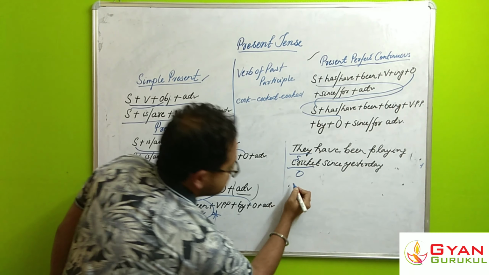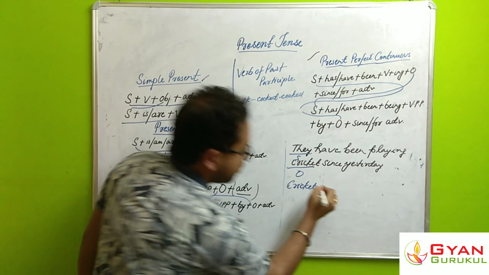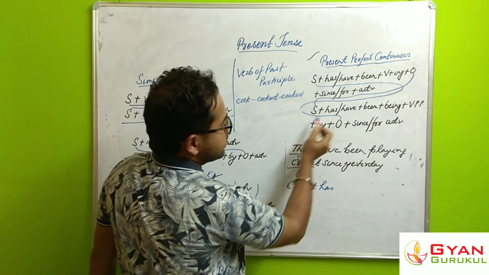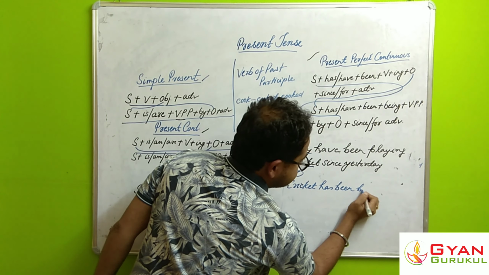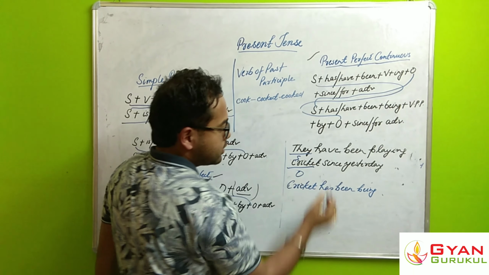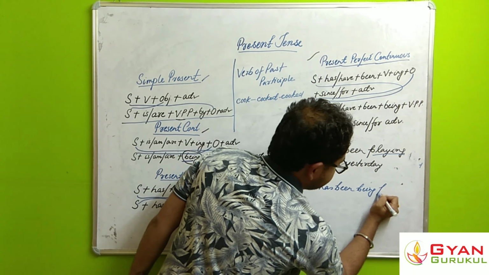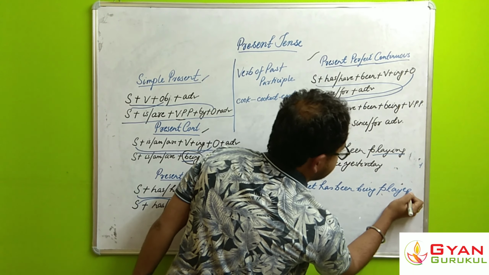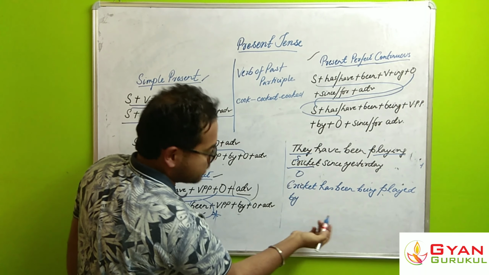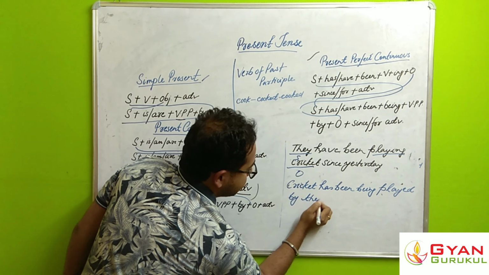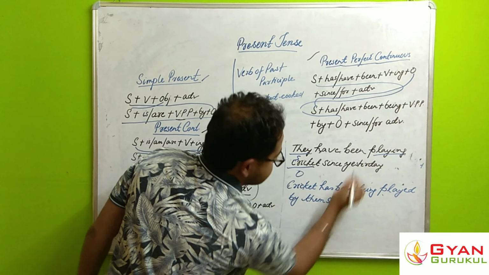Now we'll just convert it. The object becomes the subject, of course, so cricket. Has or have, of course cricket will take has. Then what is the structure? Been, we have to put here been. Has been, then there is being: has been being VPP. The verb was playing, so when you convert play into VPP it becomes played. Cricket has been being played by, of course, when you do passive voice you have to use by. This was the subject, it will become the object, by them. Then we have since, this will be the same: since yesterday.